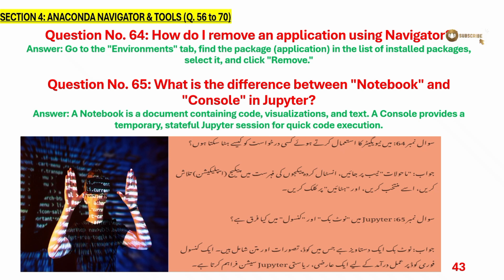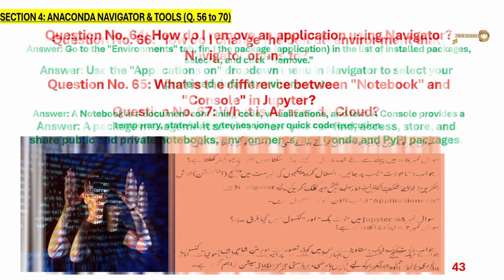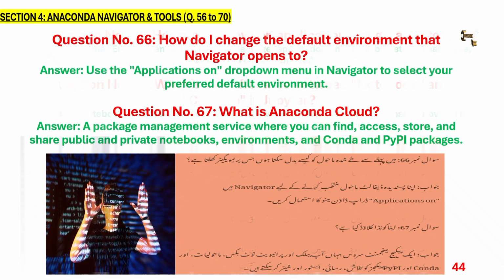Question number 65. What is the difference between Notebook and Console in Jupyter? Answer: A notebook is a document containing code, visualizations, and text. A console provides a temporary, stateful Jupyter session for quick code execution. Question number 66. How do I change the default environment that Navigator opens to? Answer: Use the Applications On drop-down menu in Navigator to select your preferred default environment.